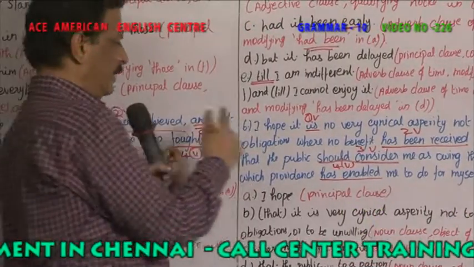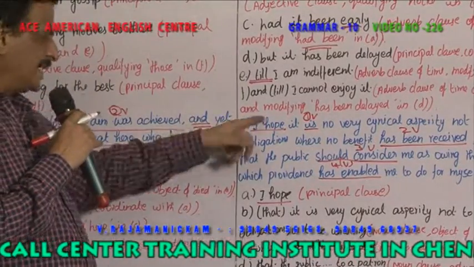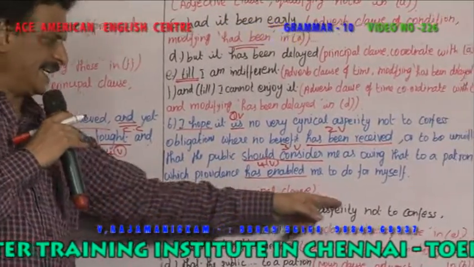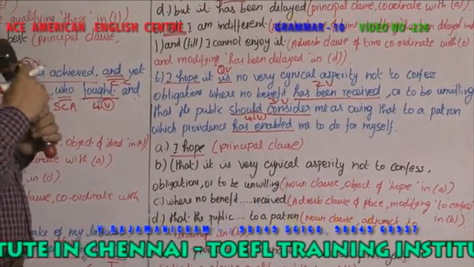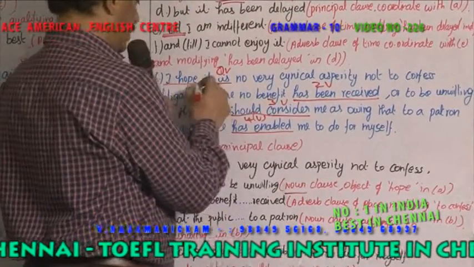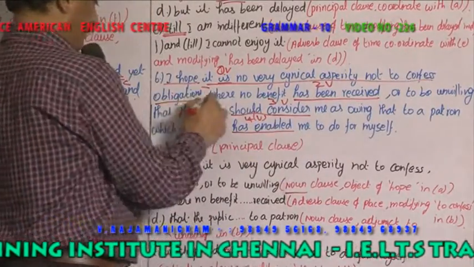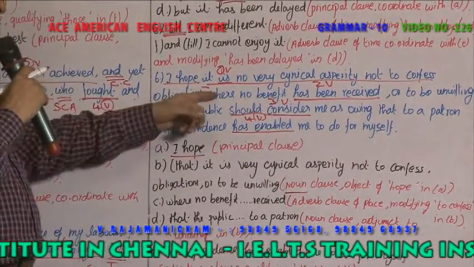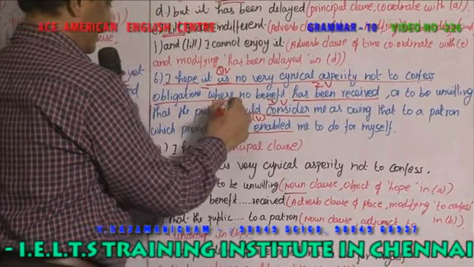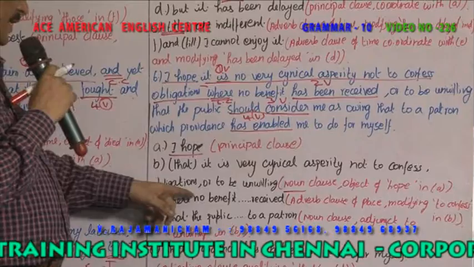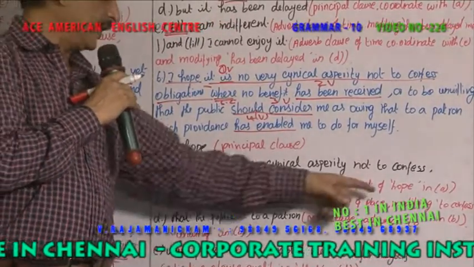I hope. See, "I hope" is a full sentence. It gives full meaning. What do I hope? It is a very cynical asperity to confess obligation, or to be unwilling. So it becomes a noun clause. Ask a question and you get the answer. And you ask a question: where? See, where is there, a subordinating conjunction. You ask where, and the answer you get is "where no benefit has been received", an adverb clause of place, modifying "to confess".